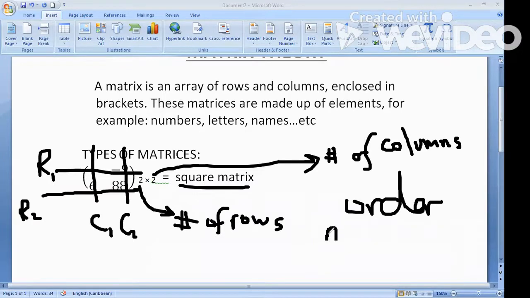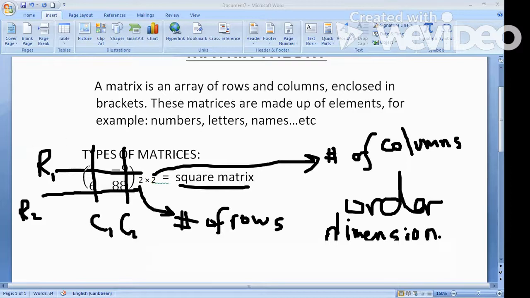This is called dimension. So the order of a matrix or the dimension of a matrix tells you what? The number of rows and the number of columns.